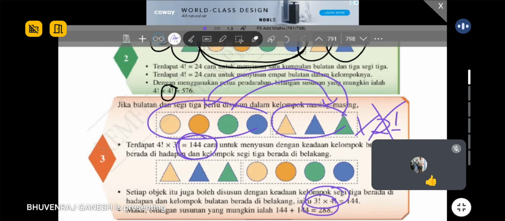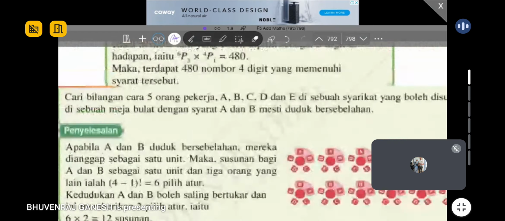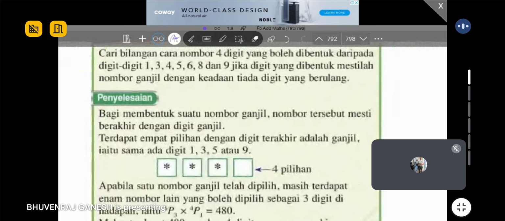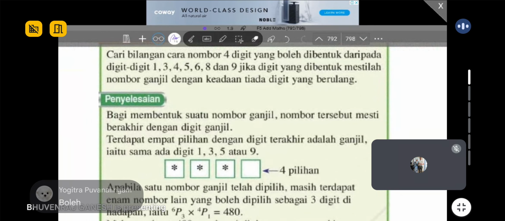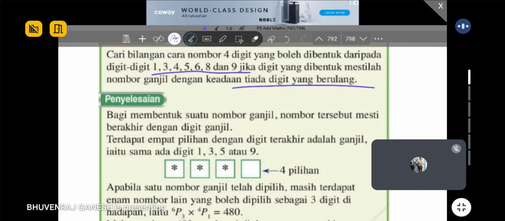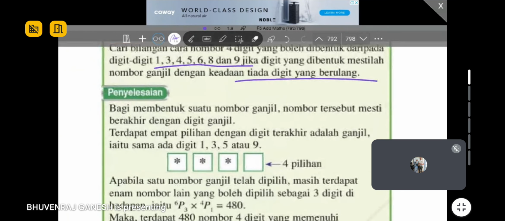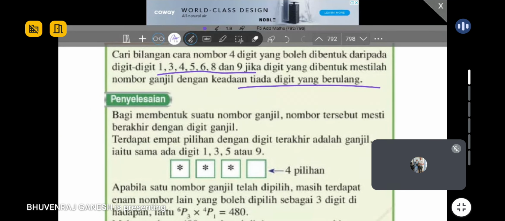We'll try more questions to understand this better. Okay, questions can help, trust me. So we see this question. They want you to form a 4-digit number from all these digits, and there is no repetition. Tak ada pengulangan. And it is an odd number, nombor ganjil.